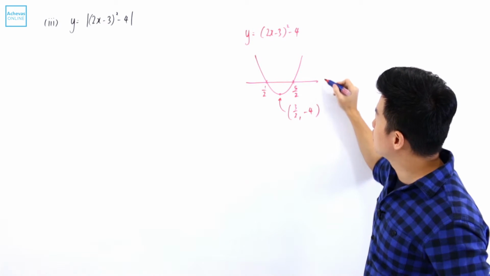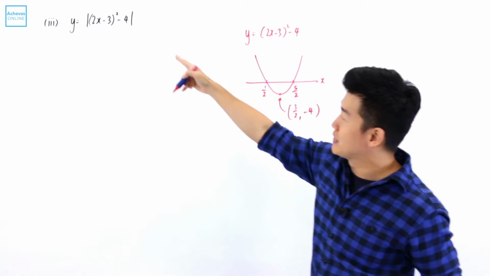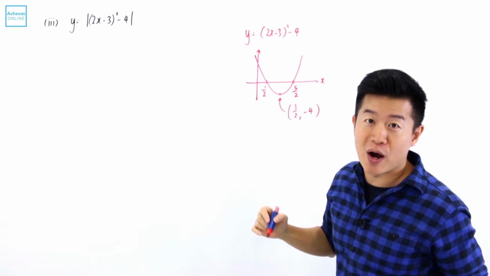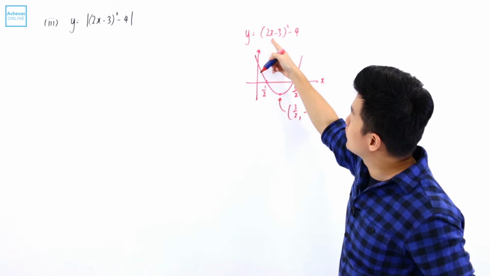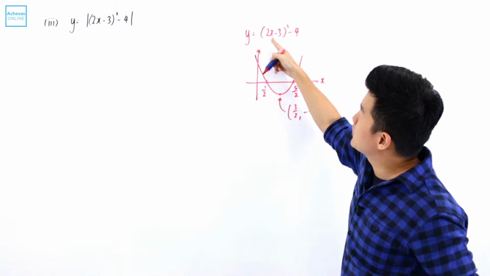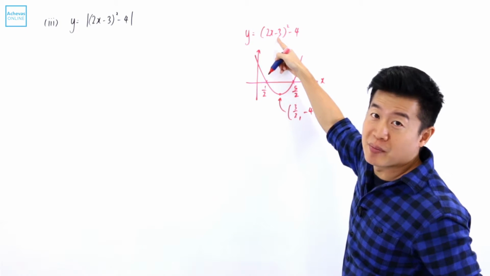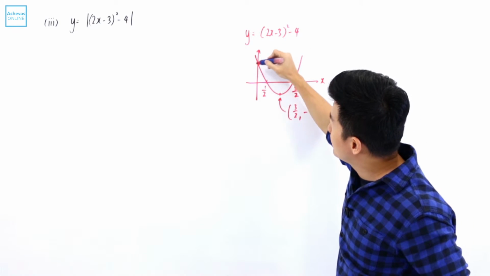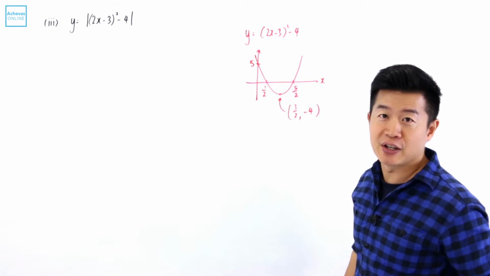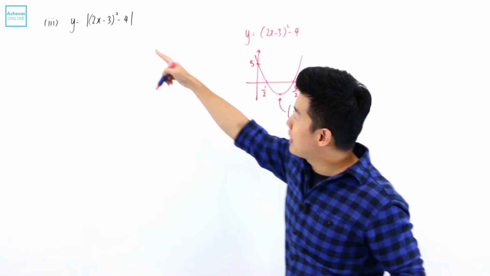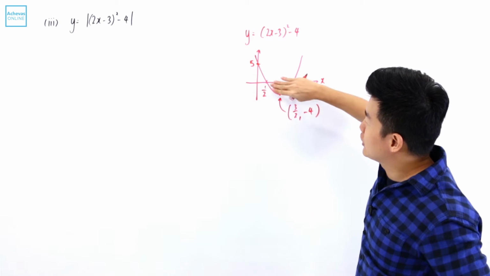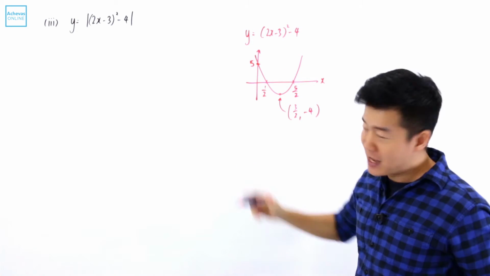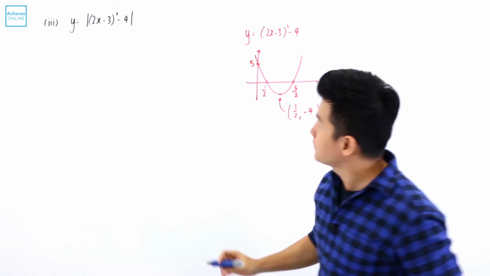One more piece of information that is probably useful for sketching is where it cuts the y-axis, and that is when x is equal to 0. If I let x equal 0, it's going to be minus 3 squared, which is 9, minus 4. So this point here is going to be 5. To sketch the modulus curve, we just reflect the portion of the graph below the x-axis about the x-axis. Let's sketch that now.